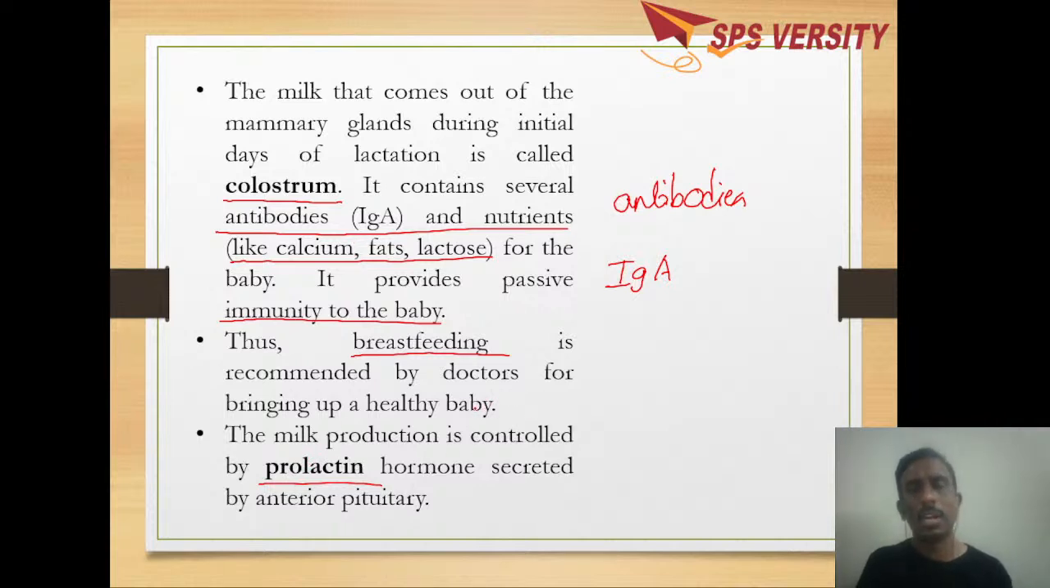So that's all about human reproduction, where we discussed the reproductive systems, gametogenesis, menstrual cycle, fertilization, the development of the embryo and the fetus, the gestation period, the parturition, and finally lactation.